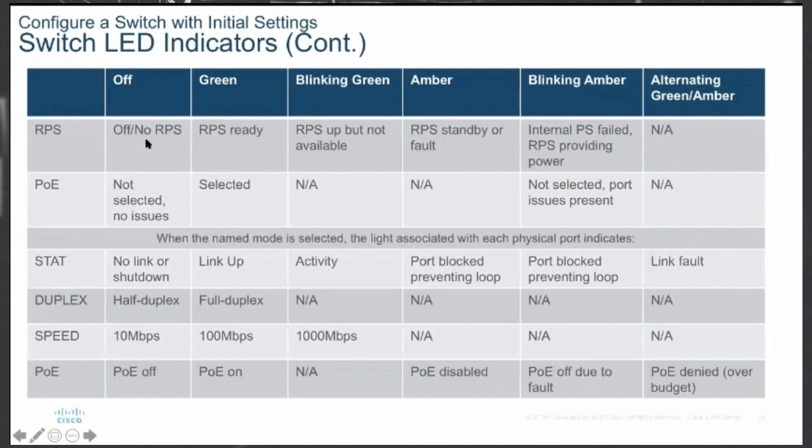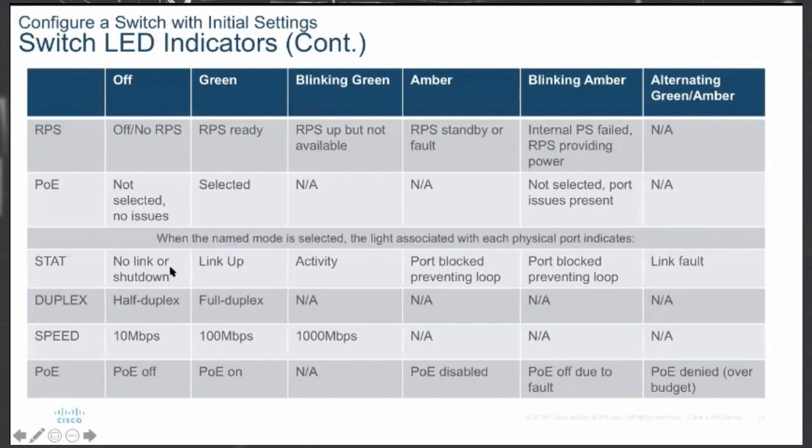So for example, if the RPS is off, or there's no RPS light, it means that there's no redundant power supply. If it is blinking green, it means that it is up, but it's not available. Similarly, once you select mode, so for example, if we check stat, stat is associated with the spanning tree protocol, which helps prevent flooding in the network. For example, if you have a loop, we'll discuss more about loops in detail in further lectures to come. But if your network is in a loop and sending data in a loop, it will flood the network. So then you use the spanning tree protocol to block some of the ports in the network. So this light is associated with that.